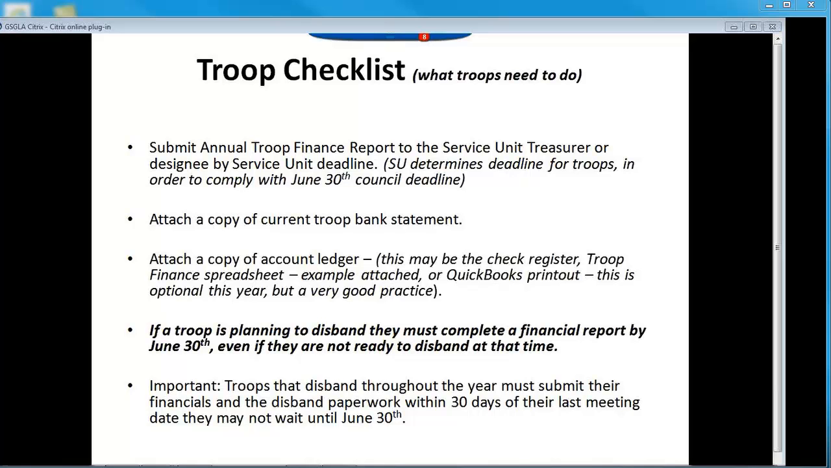So another really important thing to know is that if you do disband somewhere throughout the year, you have 30 days to get your disband paperwork in and your reports along with it. Okay, so that's really important to know just in case. Next slide.